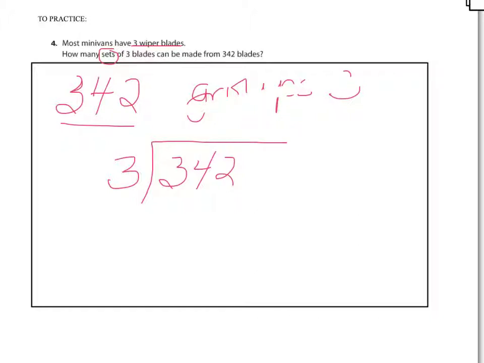Today I'm going to use algorithm method. So let's go ahead and try that. Remember, with algorithm method, it's estimate, multiply, subtract, compare, bring down. I'm going to estimate. How many groups of 3 do I need to fit into 3? 3 times what is 3? Well, 3 times 1.